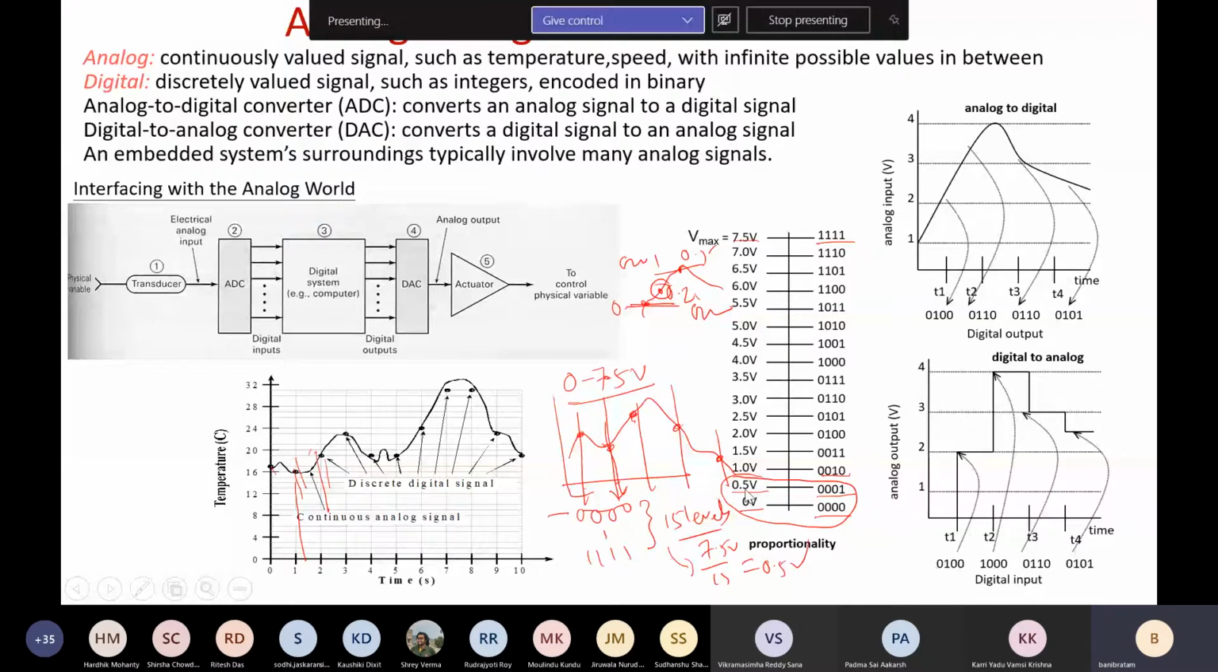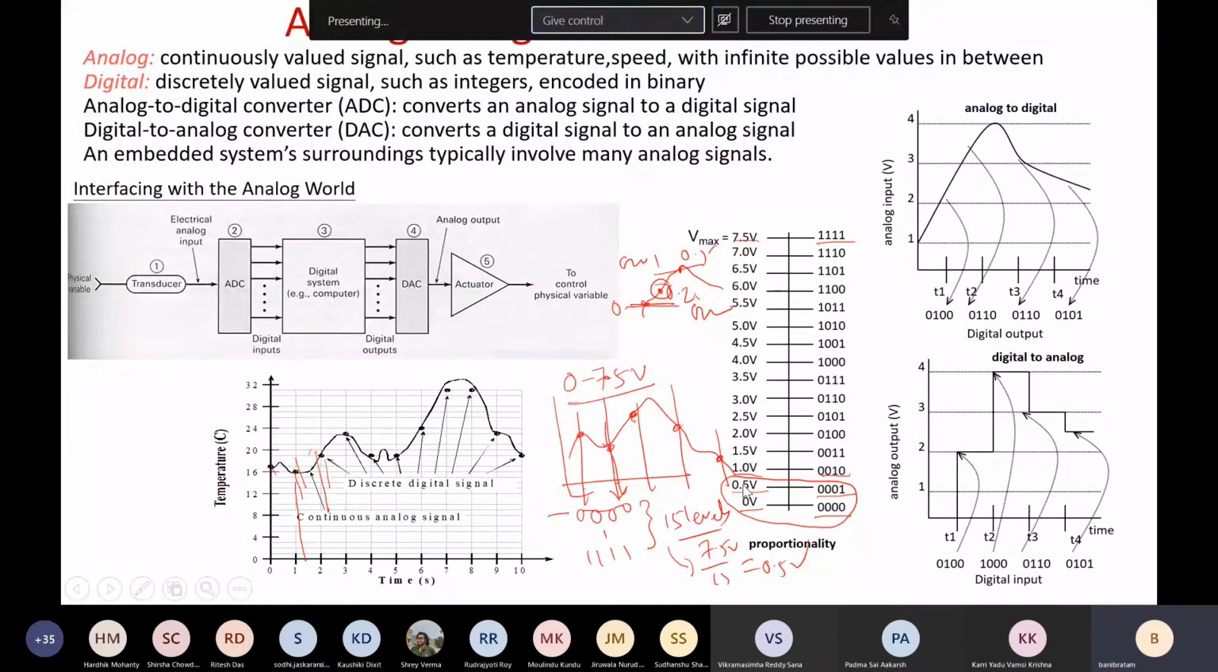But if you increase the bit size, suppose instead of 4 you use 5 bits, then how many levels will you get? 00000 to 11111, so that means 0 to 31, basically 32 levels. In that case, if we want to map 7.5 volt, what will be the resolution? Instead of 0.5, it will be 0.25, isn't it? So you can easily understand that as you increase your number of bits, your resolution will improve and the accuracy will be improved.